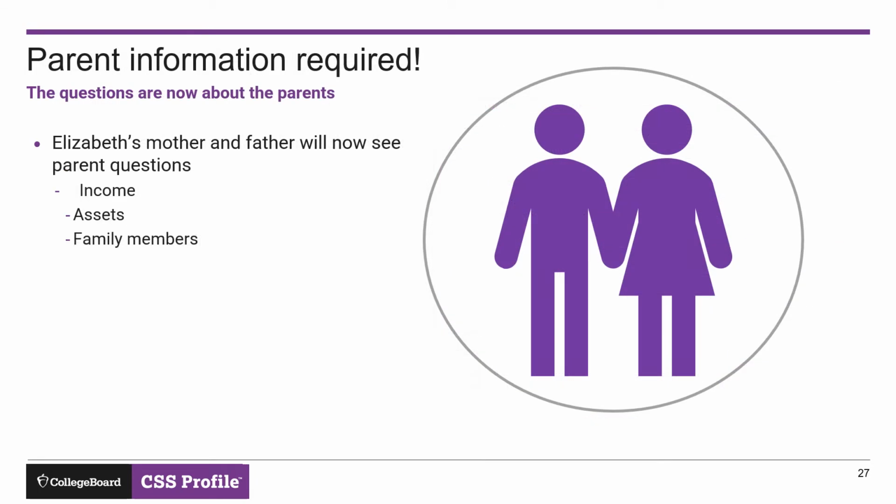Until now, the questions have all been about Elizabeth, but as we move into the income and asset sections of the CSS Profile, we start by asking the parents' information first.